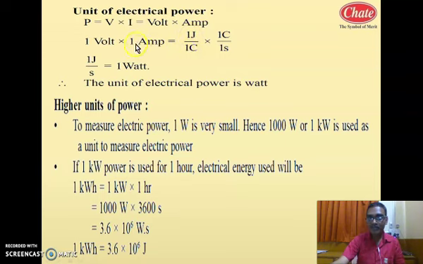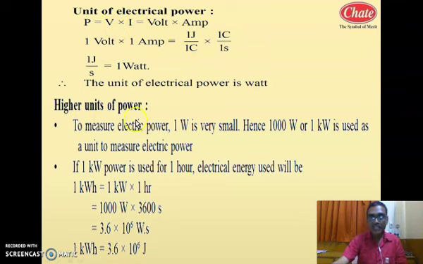And what is 1 ampere? 1 ampere is nothing but 1 coulomb per 1 second. So here 1 coulomb gets cancelled, and you will get 1 joule divided by 1 second. So what is 1 joule per second? 1 joule per second is nothing but 1 watt. The unit of electric power is watt, and one of its forms is VI.